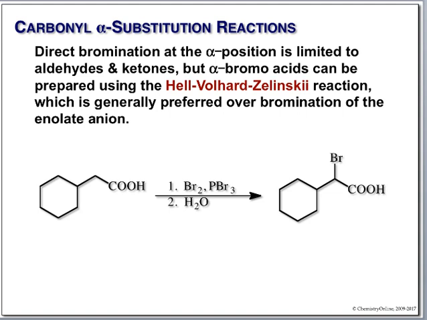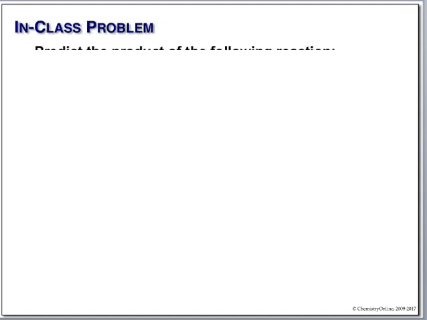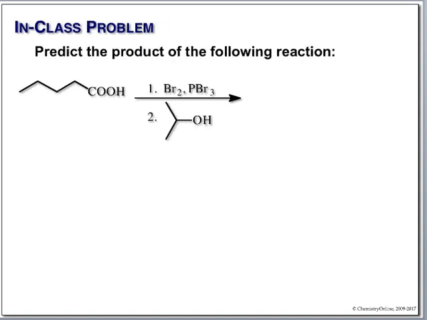Remember the steps. PBr3 reacts with the carboxylic acid to make an acyl bromide. The acyl bromide enolizes, reacts with bromine, dump in water, and we wind up with the carboxylic acid. Just to make sure you were paying attention to what I said, quickly draw the steps out for this particular reaction.